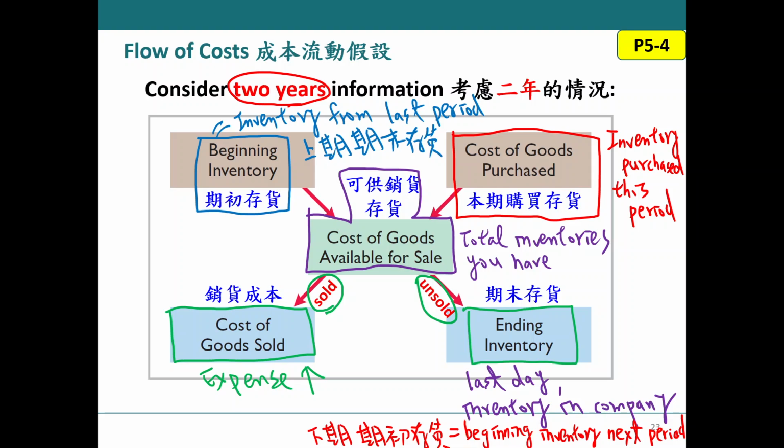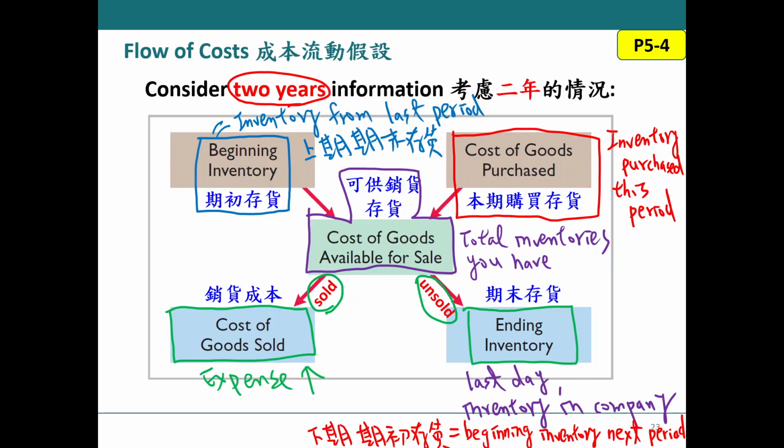You have to consider the inventory from last year, okay? Because your companies have data information not only for 1 year. We still have some inventory from last year, last period. So you have to consider the situation. Any questions? No problem? Okay. So based on this, let's look at the small case.